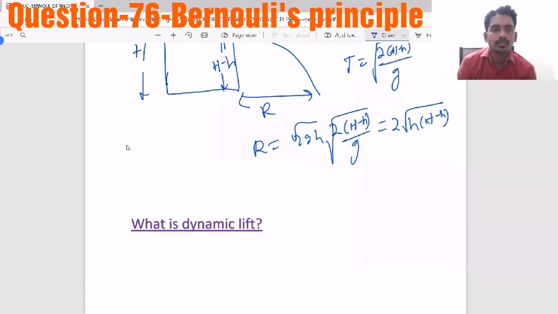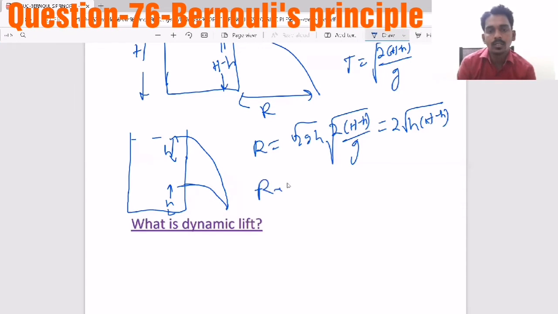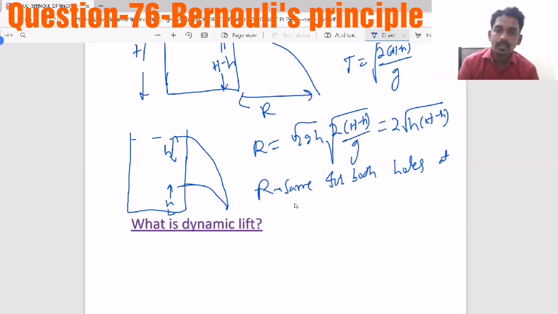And when you make two holes, one at a depth h and another at a height h, then the range for both of them is the same. So the range is the same for both holes at the same depth and height, where capital H is the total height.